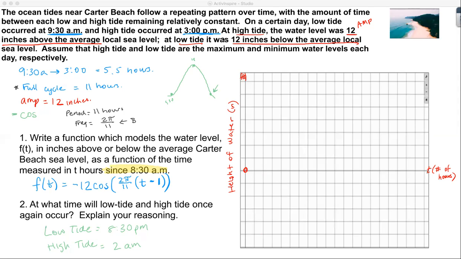Okay, so I want to just remember that my t represents the number of hours, and more specifically, the number of hours after 8:30. Since I'm going to be dealing with at least 11 hours to draw this cycle, I'm going to keep the scale of 1, and move over: 1, 2, 3, 4, 5, 6, 7, 8, 9, 10, 11. Okay, and we'll just stay with 12.